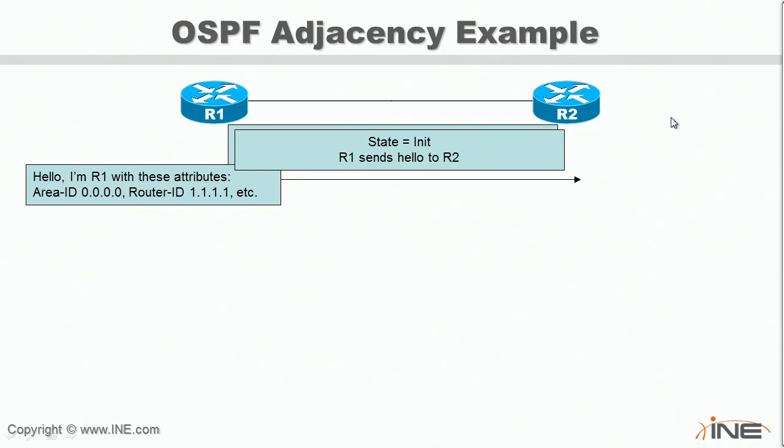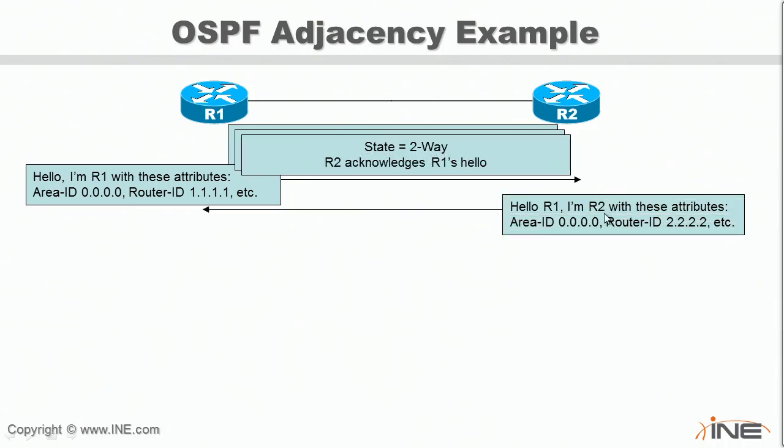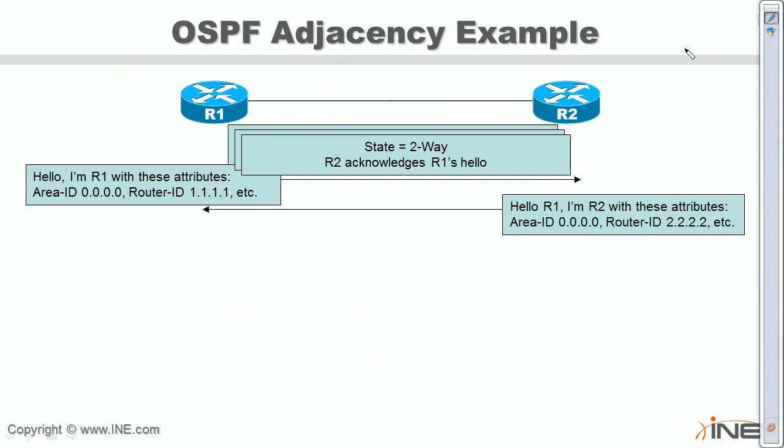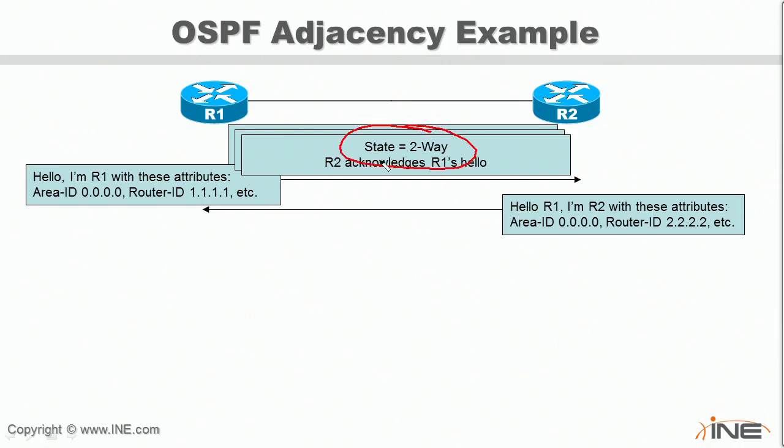Router 2 replies to this. It says, I'm router 2, these are my attributes, this is my area, this is my identifier, etc. This is what causes router 1 to go into two-way, because router 2 is acknowledging that I received the hello to begin with by putting router 1's router ID in the hello.